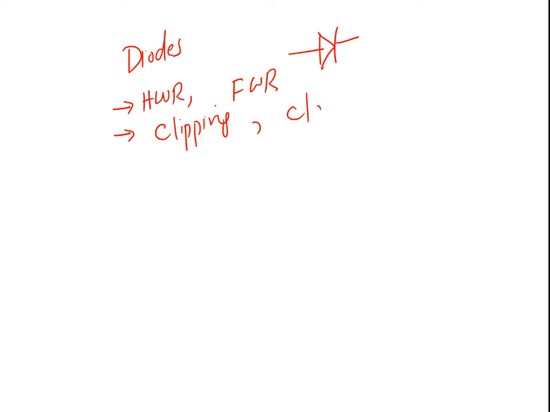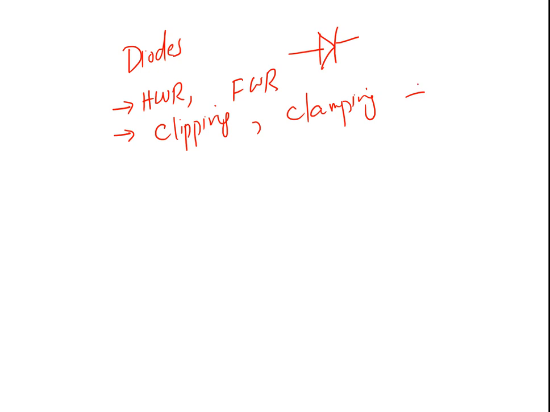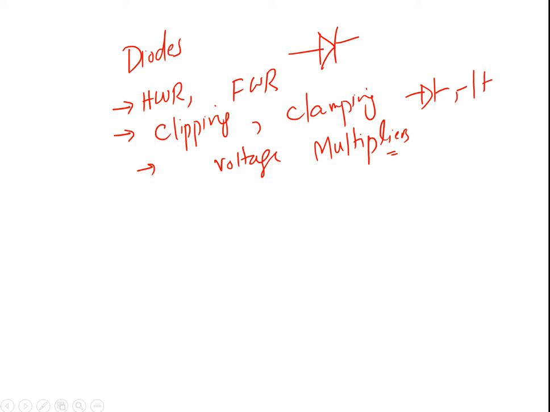using diode, clamping operation using diode and a capacitor. And we have also learned about the voltage multipliers. So now we are going to study another kind of diode. So this is the conventional or the traditional diode. Now we are going to study about another kind of diode, which is actually Zener diode.